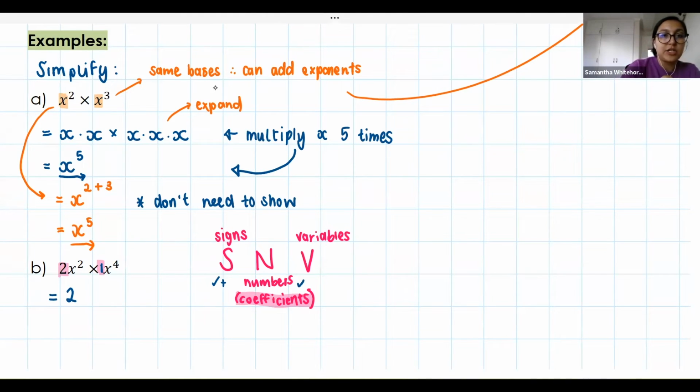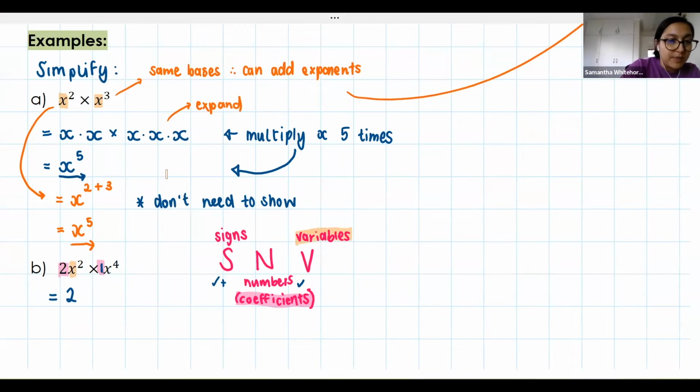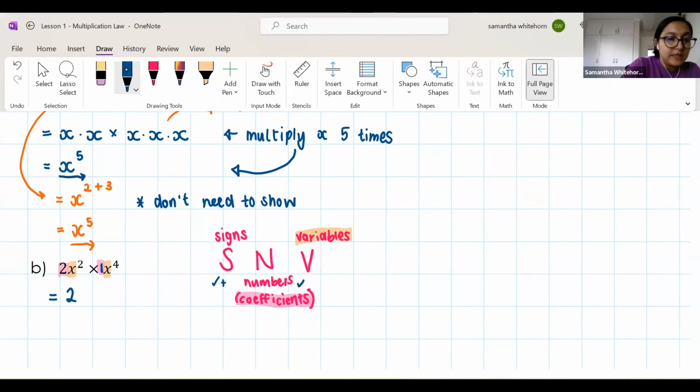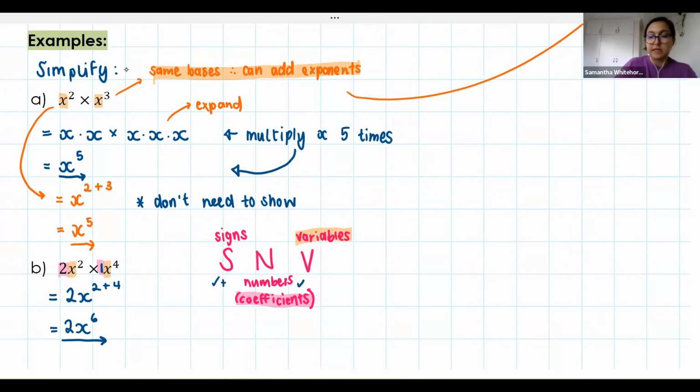Now, this is where I check for my same bases. Here, I've got the base x and the base x. And because I've got the same bases, I can add my exponents. And so I've got 2x to the power 2 plus 4, which therefore gives me a simplified answer of 2x to the power 6.